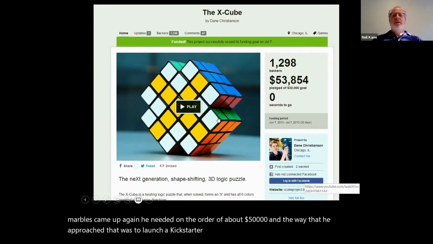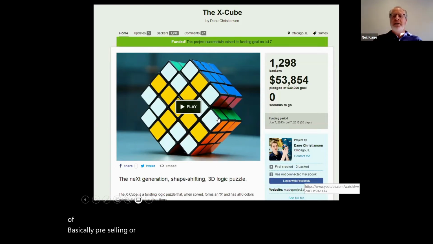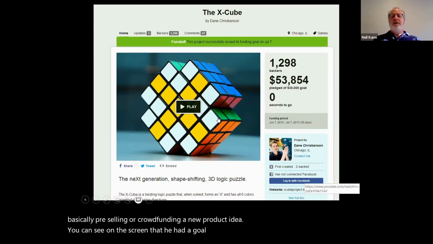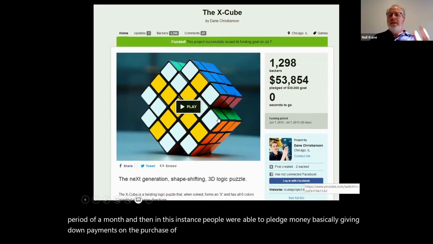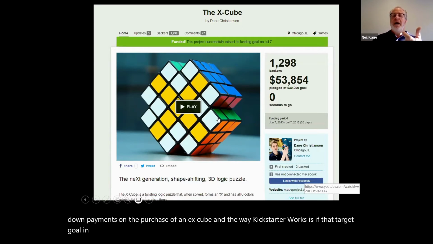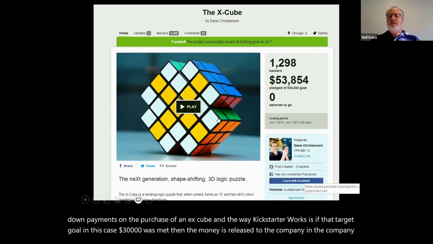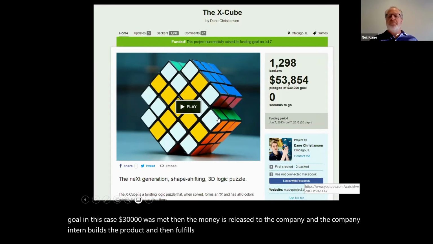And if you're unfamiliar, Kickstarter is a way of basically pre-selling or crowdfunding a new product idea. You can see on the screen that he had a goal of raising $30,000. Kickstarters typically run for a period of a month. And in this instance, people were able to pledge money, basically giving down payments on the purchase of an X Cube. And the way Kickstarter works is that if that target goal, in this case $30,000, was met, then the money is released to the company, and the company in turn builds the product and then fulfills the obligation that it made to the backers.